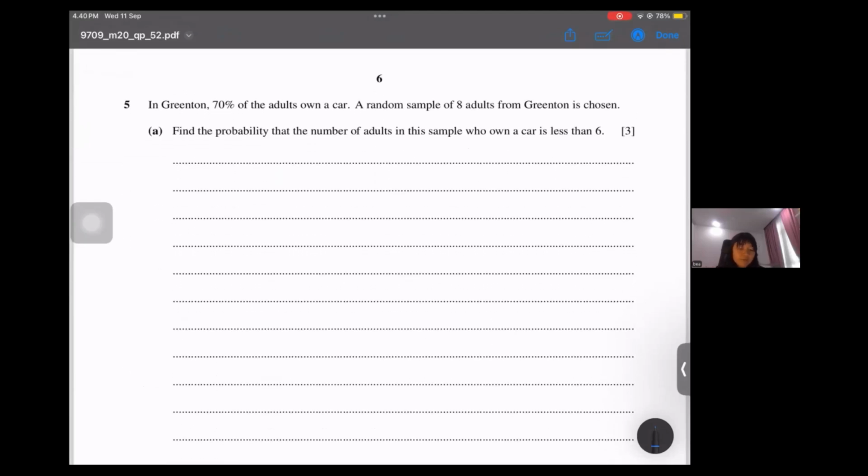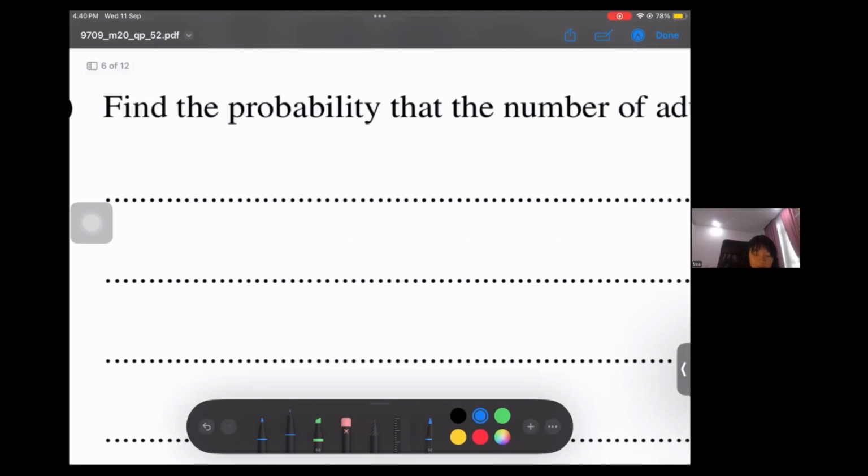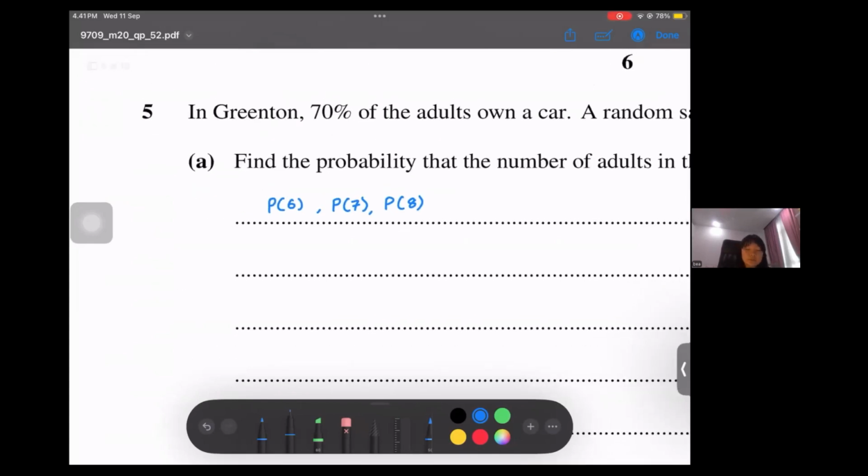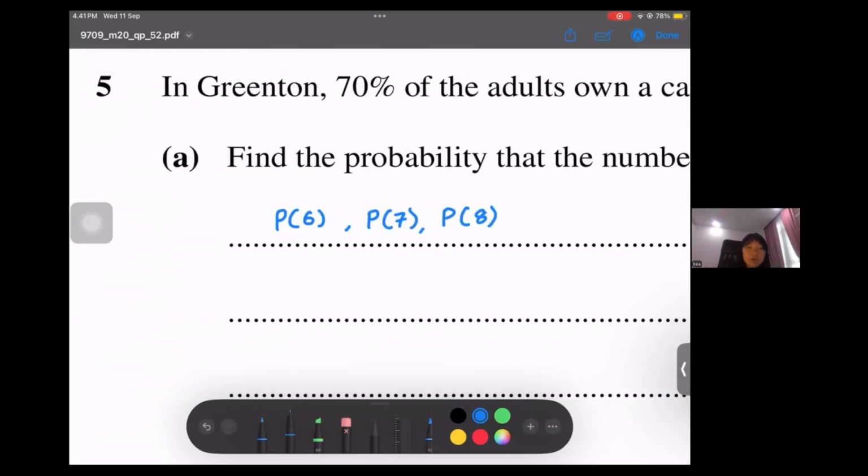Moving on to number 5. In Greenton, 70% of the adults own a car. A random sample of 8 adults from Greenton is chosen. A. Find the probability that the number of adults in the sample who own a car is less than 6. So we can look at the probability of when P is 6, when P is 7, and when P is 8. To do the short version, we can do the inverse of it, when usually you will find the probability of 0 and up to 5. But here we'll find 6, 7, and 8, then we'll subtract them from 1.